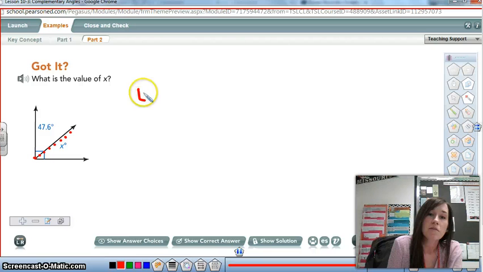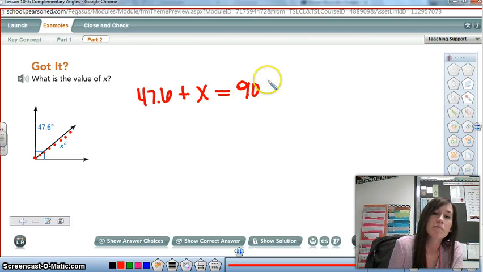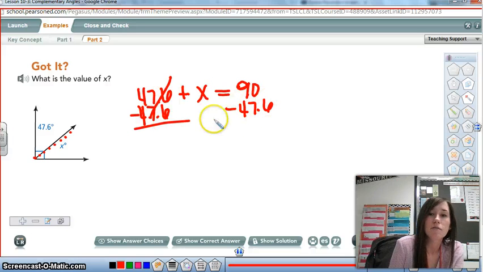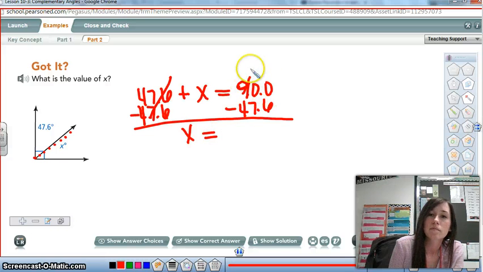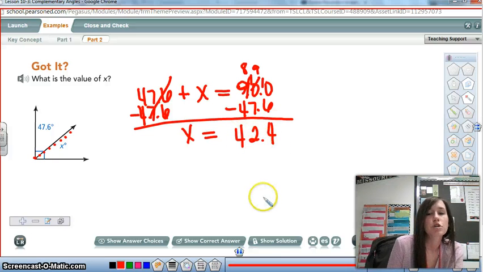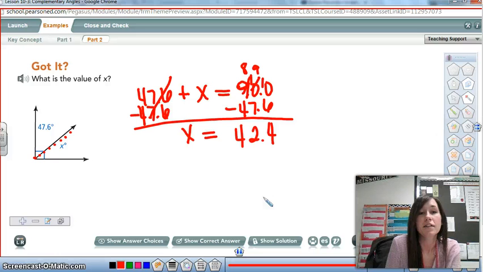Well, we know that 47.6 plus x needs to make 90 degrees since they're complementary. So we can solve by doing the opposite of add and subtracting 47.6 from both sides. And x is 42.4.